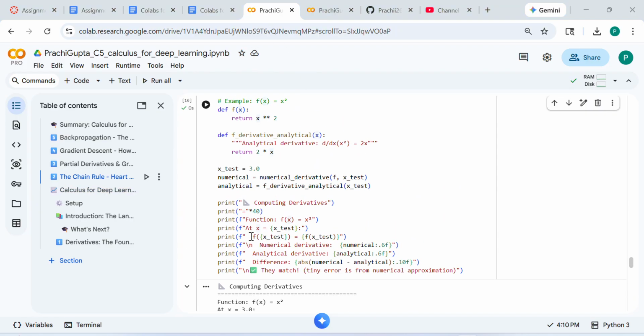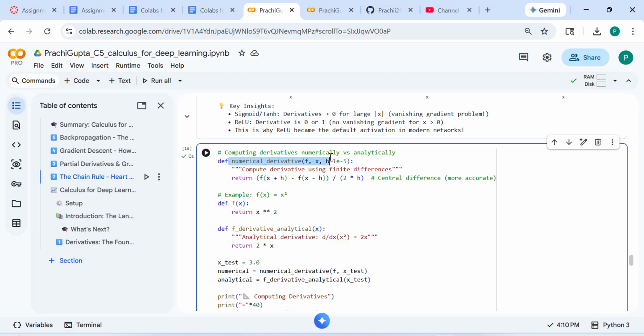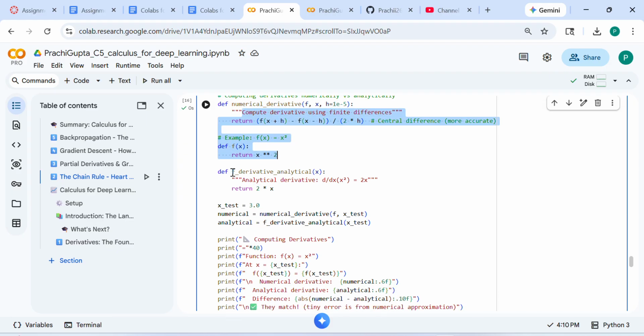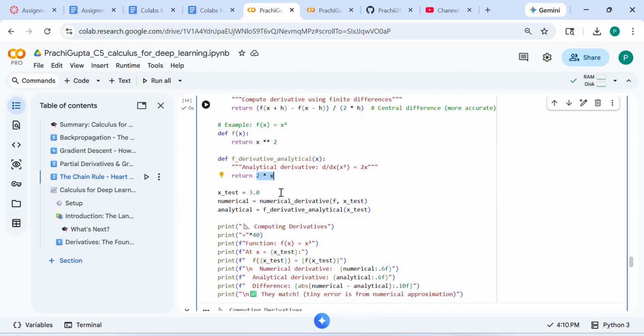So in the output you can see we have defined this numerical derivative here. We are calling the f function here, and this is the f function we have defined. It gives x to the power 2. Whatever we are passing, x plus h and x minus h, the difference, this is called the central difference, and this is how the numerical derivative is calculated. And for the analytical derivative, we are just giving 2 times x.